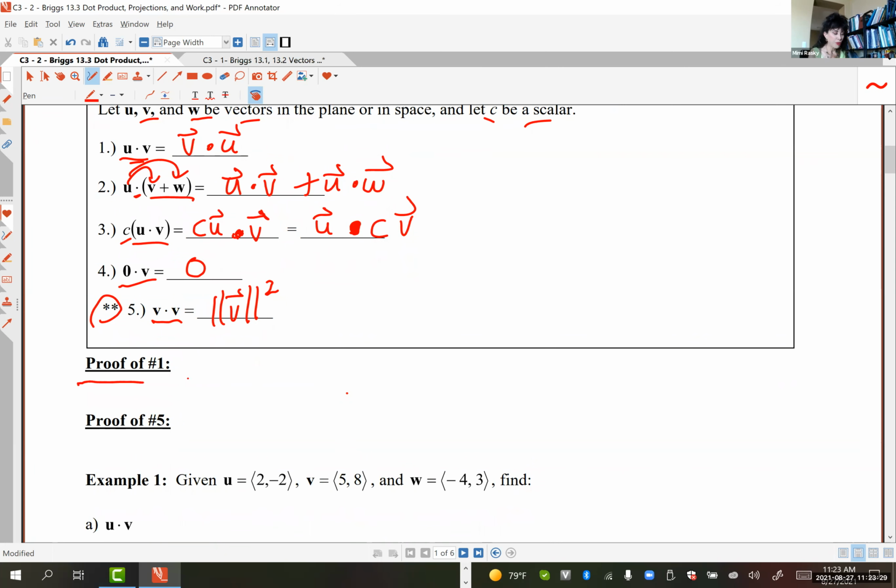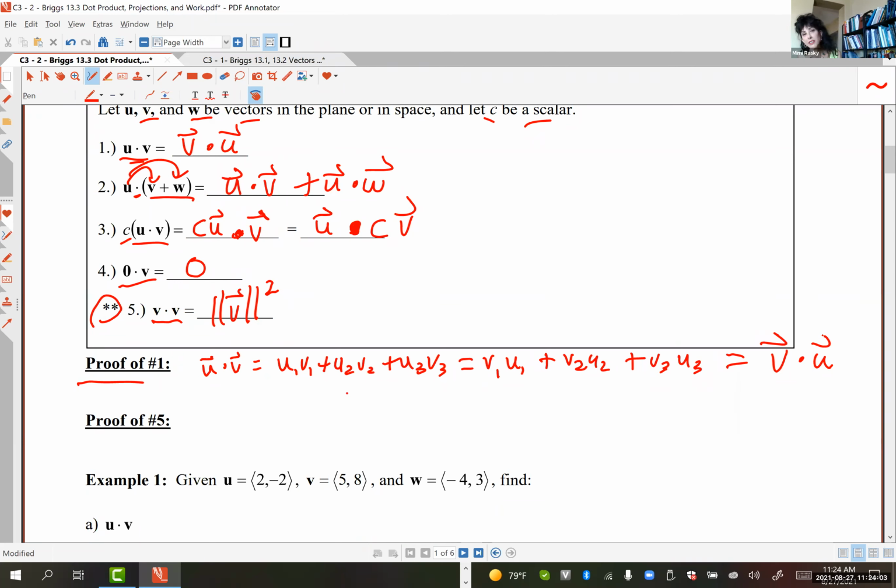So I'm going to prove number 1 right here. Let's look at u dot v. You'll get u1 v1 plus u2 v2 plus u3 v3. Fine. Now, by the commutativity of real numbers, because real numbers are guaranteed to be commutative, this is equivalent to v1 u1 plus v2 u2 plus v3 u3. But that's just the same as v dot product with u, and we're done. I just proved that u dot v gives you the same answer as v dot u. Not very interesting, but that's the proof.